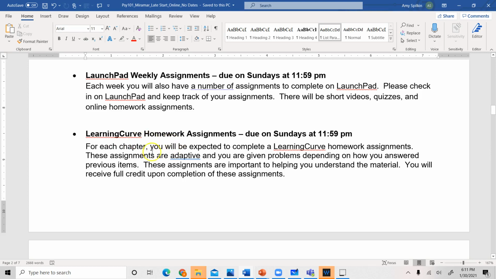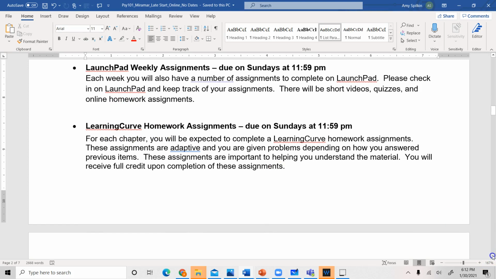You will get full credit when you complete each learning curve assignment. So you don't get a percent, like 4 out of 5 or 3 out of 5 if you get questions wrong. You get 100% for each learning curve assignment that you do. Not all the Launchpad assignments, but the learning curve assignments that are in Launchpad. Again, take a look at my video and you'll start to make sense of this, but that's the case with the learning curve assignments, and they are due 11:59 p.m. on Sundays.